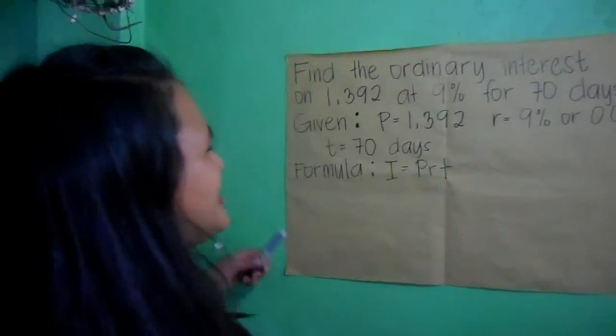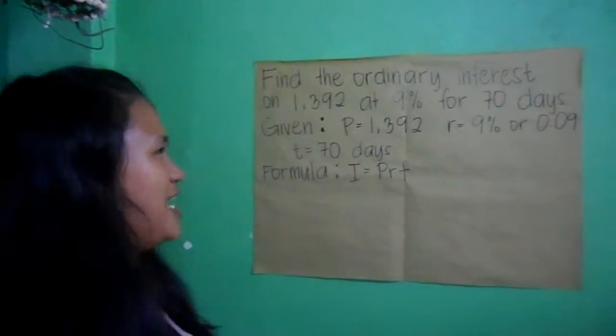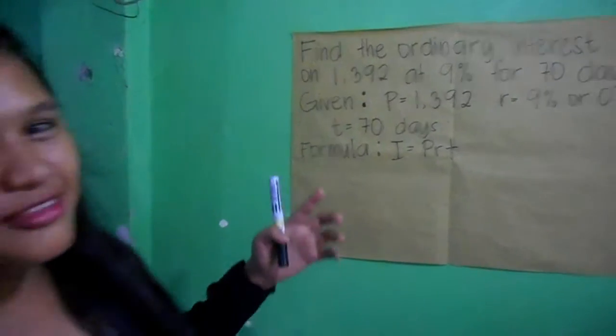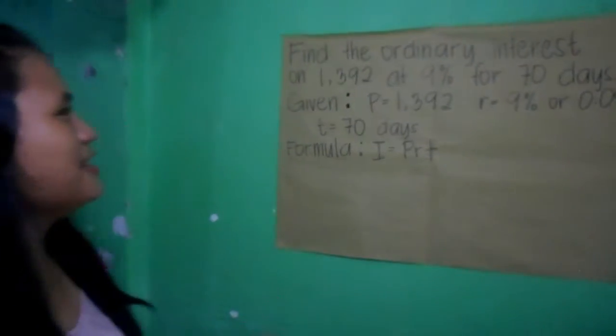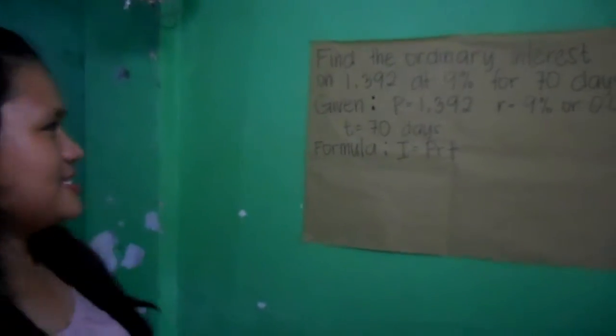Here is the second example for ordinary interest. And this is the problem. This is the second problem for ordinary interest.